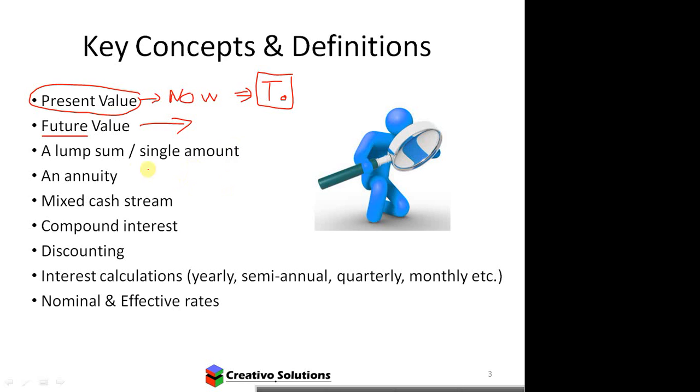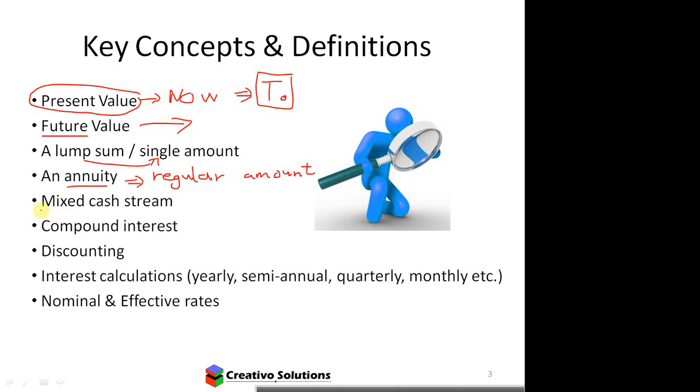What is a lump sum? A single amount. What is an annuity? It's a regular amount over time. An annuity would be paying X over a period of time. It will be constant, maybe monthly, maybe yearly, maybe quarterly, depending on the situation.